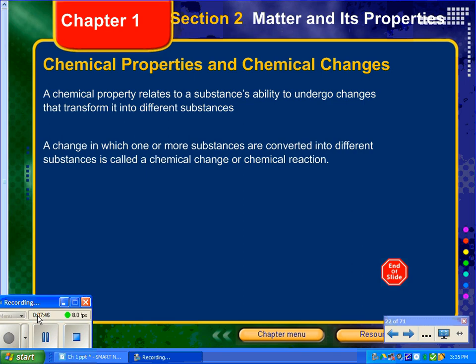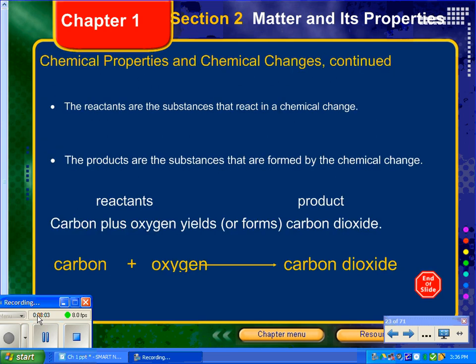Chemical property relates to a substance's ability to undergo changes that transform it into different substances. A change in which one or more substances are converted into different substances is called a chemical change or a chemical reaction. So in a chemical change, we are now making something new. An example would be burning. If I burn a piece of paper, it's no longer paper. Now it's ash.